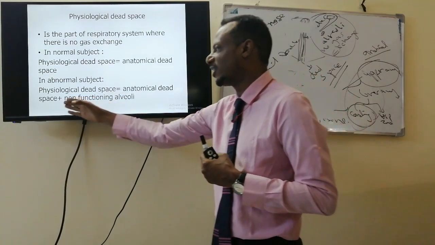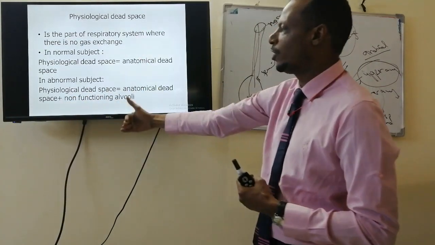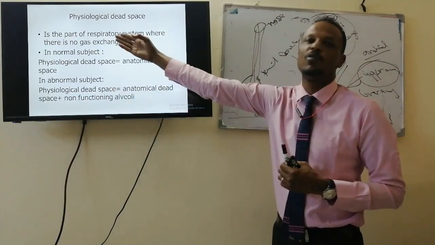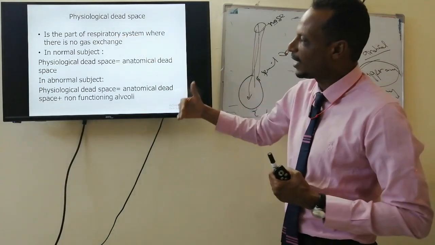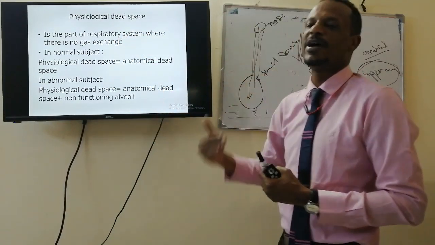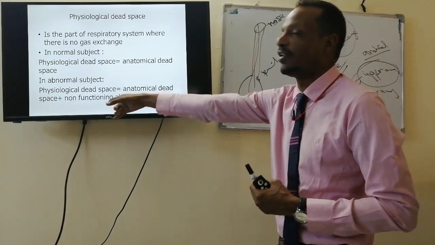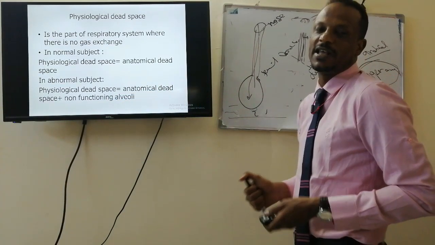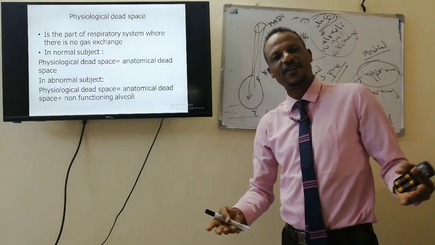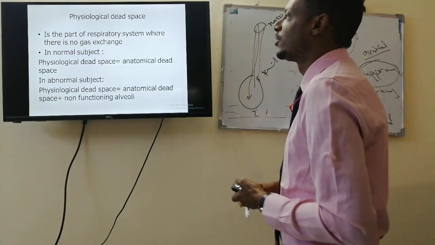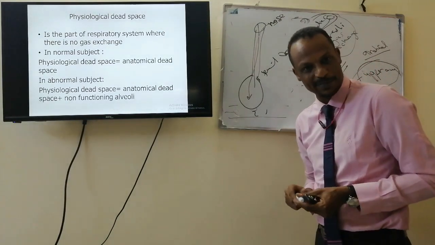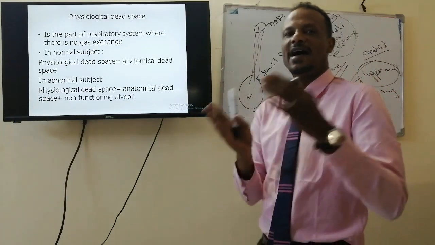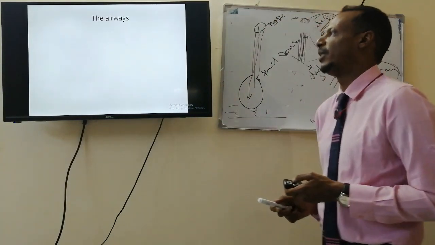اذا النون فانكشنينج الفيولاي بتدخل مع الفيزيولوجيكال ديد سبيس لكن ما بتدخل مع الاناتوميكال ديد سبيس لانه الكلاسيفيكيشن بتاع الاناتوميكال depends on absence or presence of alveoli. ما بيعتمد على انه الالفيولاي شغاله ولا ما شغاله. It is a structural rather than functional classification. So these are the two important concepts, the anatomical and physiological dead space.